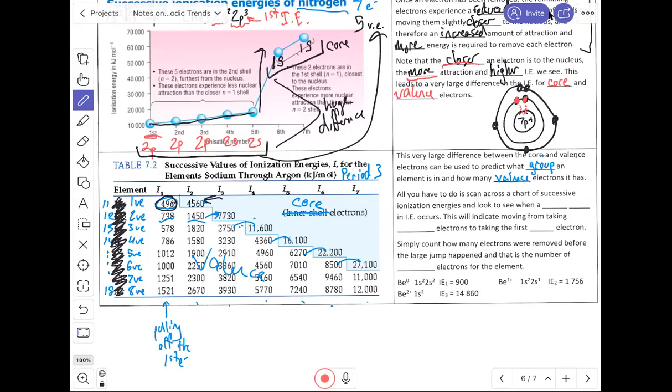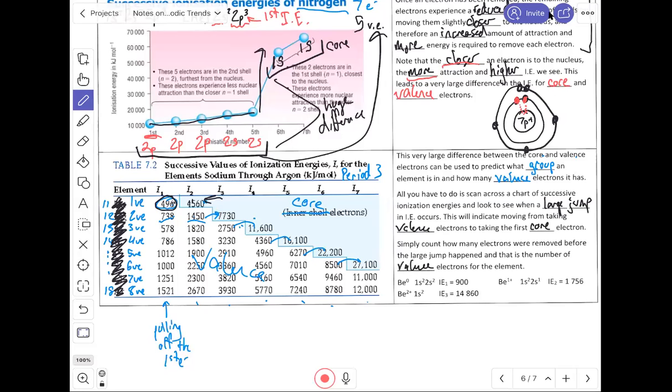So all you have to do is scan across the chart and look to see when a large jump in ionization energy occurs. That large jump will indicate moving from taking valence electrons to the first core electrons. So however many electrons you can pull off before you get to the big jump is how many valence electrons you have. So count how many electrons were removed before the large jump happened, and that is the number of valence electrons for the element.